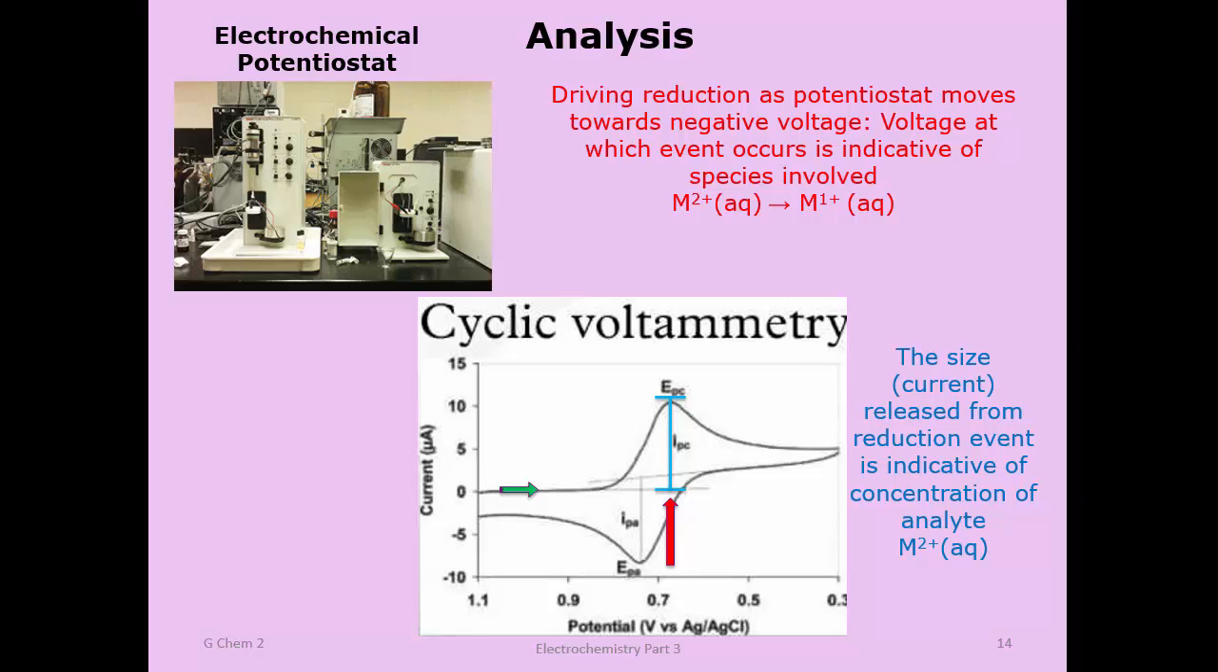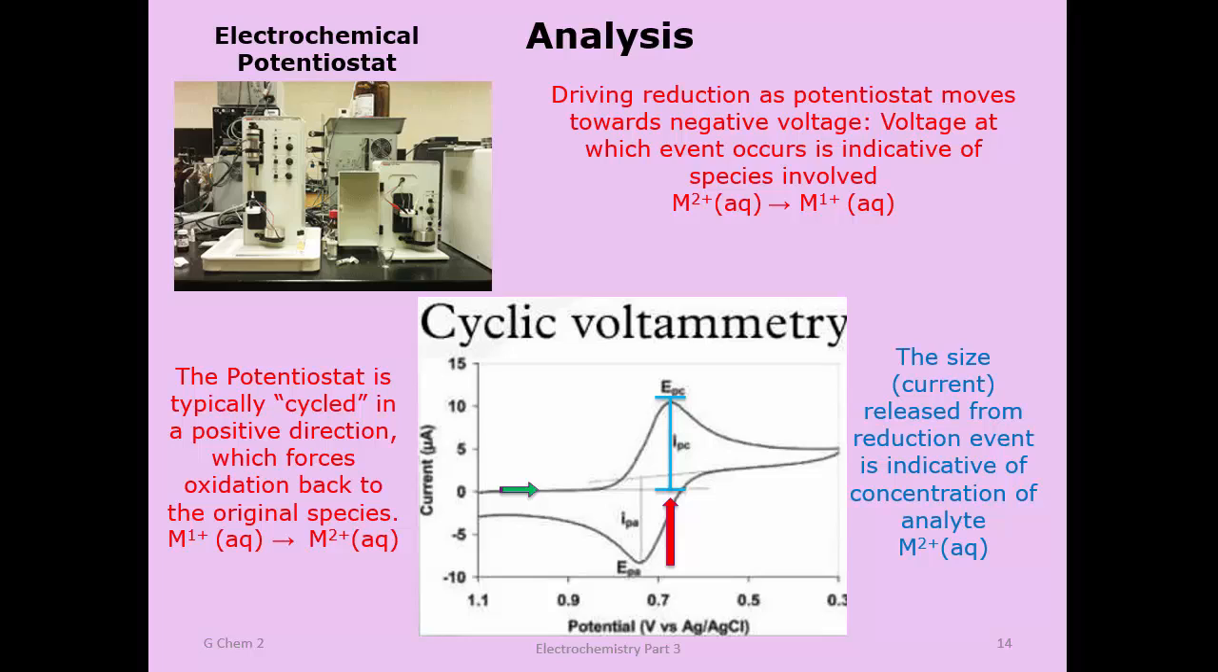So that's kind of a qualitative event. The quantitative event is the size of the peak. The more material that is in the solution, the higher this particular peak height will be. The current released in the oxidation or reduction event is indicative of the concentration of the analyte in solution. So you can get two pieces of information: the identity based on voltage, and how much is present based on this peak height. If you wanted, you'd set up calibration samples, and as you increase the concentration, you get higher and higher peaks, and you correlate that with the exact concentration.